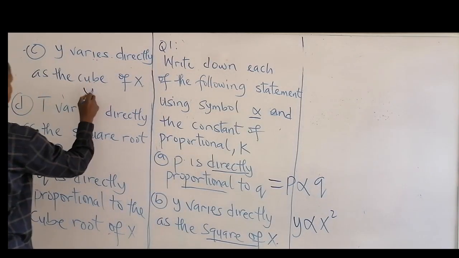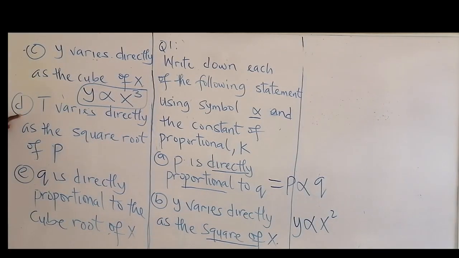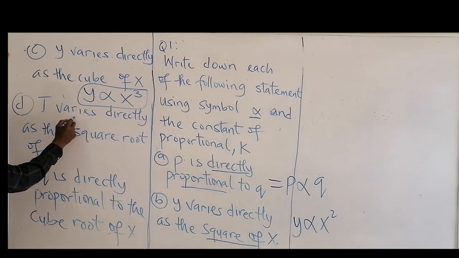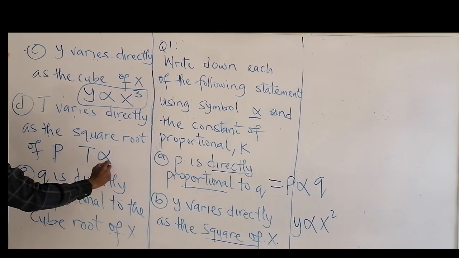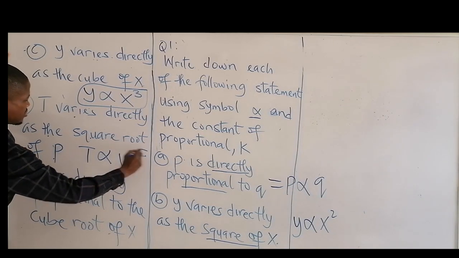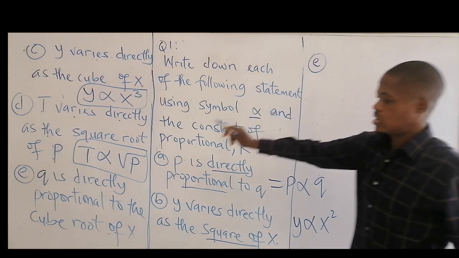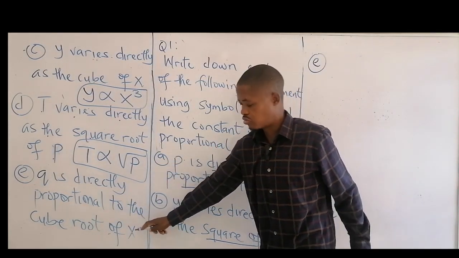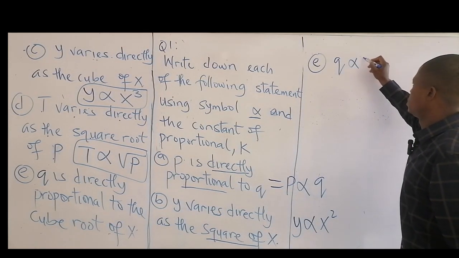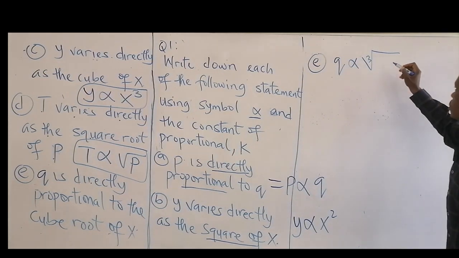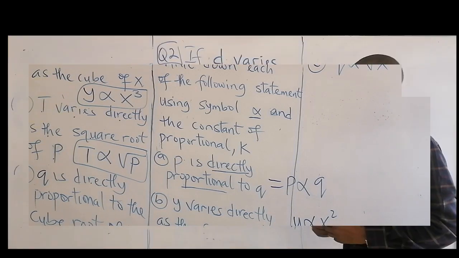That will be y varies directly as the cube of x. Then the fourth one, t varies directly as the square root of p. And that finishes that aspect. For the e part, q is directly proportional to the cube root of x. So that will be q directly proportional to the cube root of x. So that's that on this question.